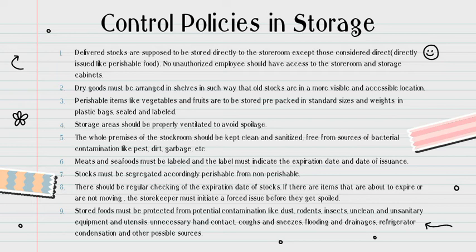If there are items that are about to expire or are not moving, the storekeeper must initiate a forced issue before they get spoiled. Stored foods must be protected from potential contamination like dust, rodents, insects, and unclean and unsanitary equipment and utensils, unnecessary hand contact, coughs and sneezes, flooding and drainage, refrigerator condensation, and other possible sources.